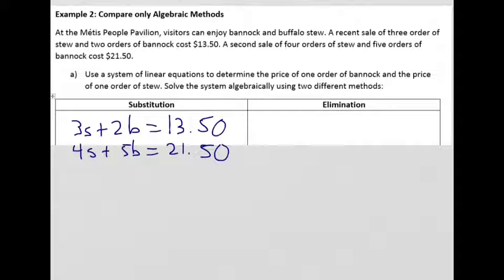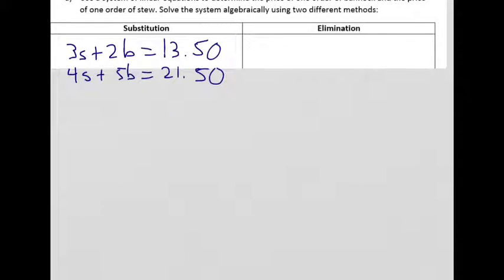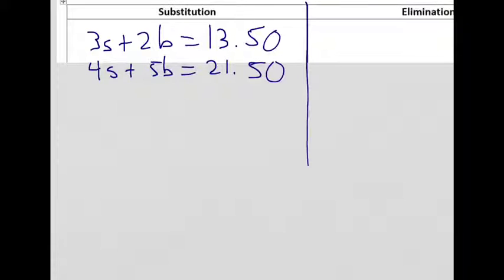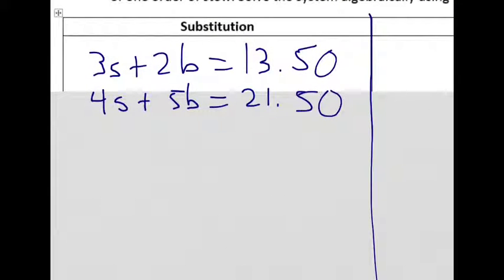I'll solve with substitution because it's going to be a little hairy, I imagine. And then I'll get you to solve with elimination. Which one do you think will be easier? Elimination. Okay, here's how you do it with substitution. We need to isolate a variable. Which one should we isolate? S in the top equation. So we'll isolate that S.